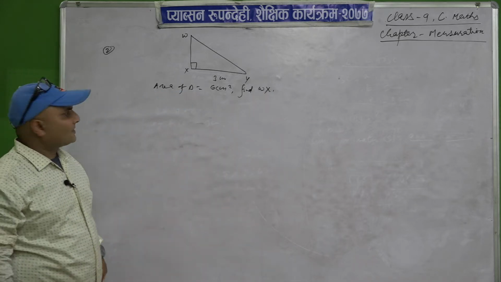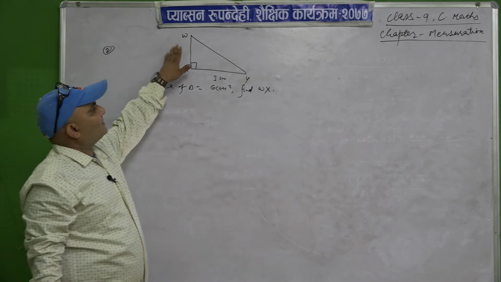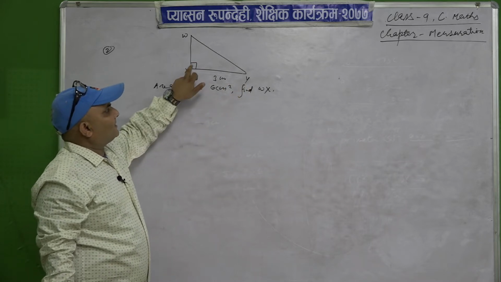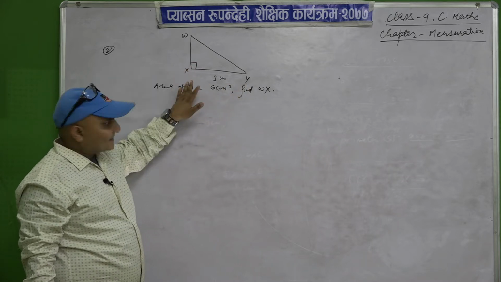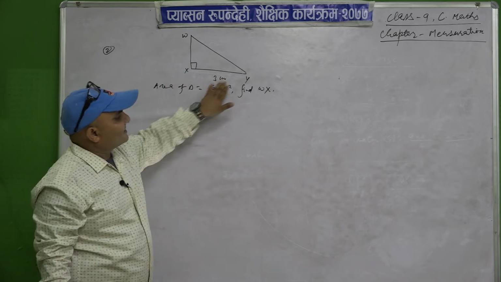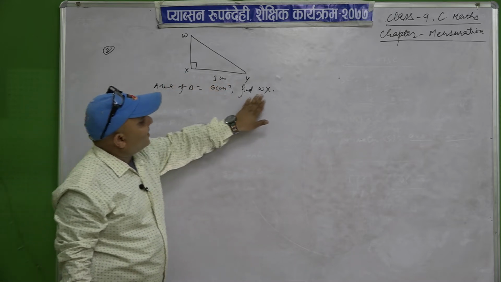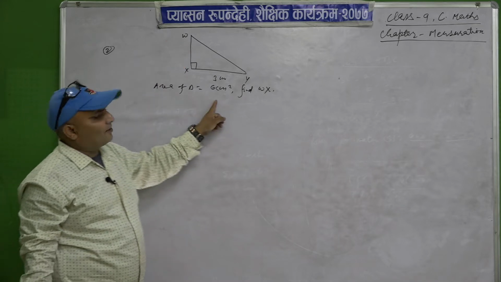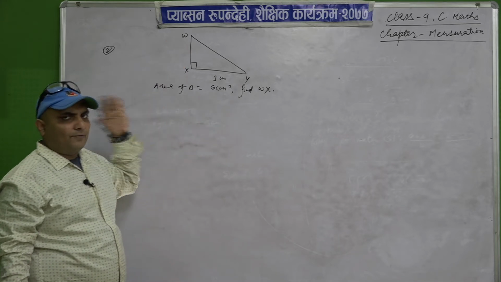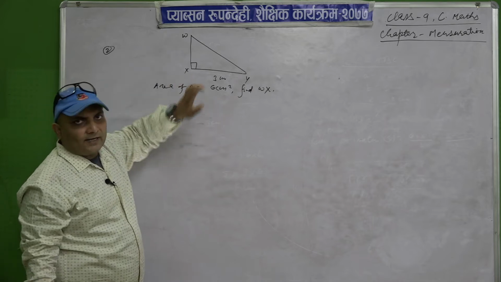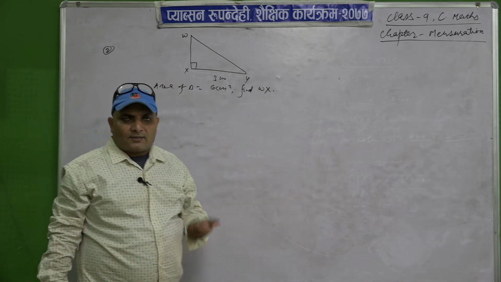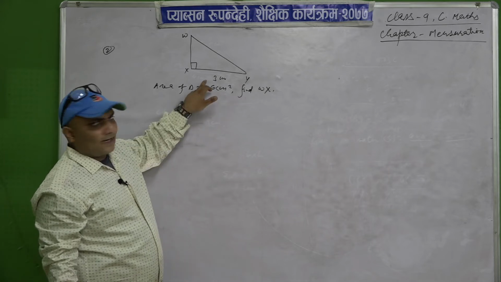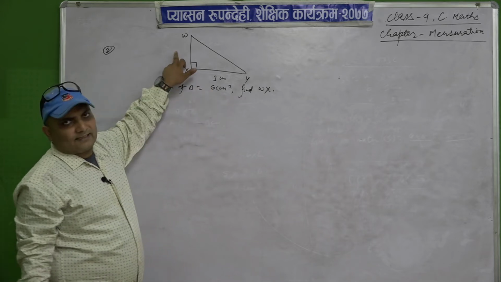This is the second question. In this question we have triangle WXY, whereas an angle of 90 degree is at X. The value of XY is given 3 centimeter and we have to find out value of WX, and also we have given area of the triangle. Just opposite question. In previous question we have given these two sides and we have to find out area of the triangle, but in this figure we have given area and one side, we have to find out this side.